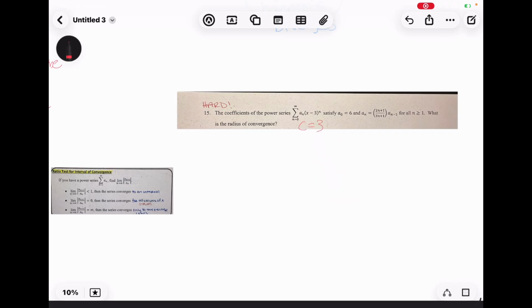Satisfy a sub 0 equals 6, and a sub n equals (2n plus 1) over (3n plus 1) times a sub n minus 1 for all n greater than or equal to 1. What is the radius of convergence? Okay, so this one can be a little tricky. With this given condition, we need to do the ratio test for this as well, because it's included in this radius of convergence, right? It's a given boundary, so we have to incorporate that.